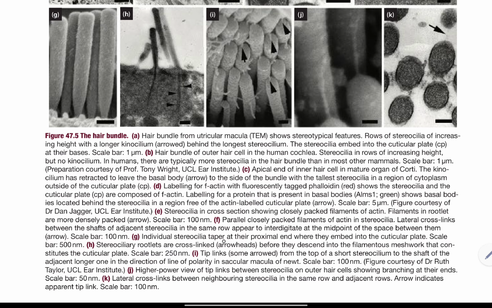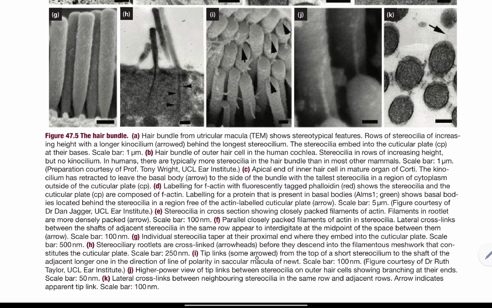G. Individual stereocilia taper at their proximal end where they embed into the cuticular plate. Scale bar 500 nanometer. H. Stereociliary rootlets are cross-linked, arrowheads, before they descend into the filamentous meshwork that constitutes the cuticular plate. Scale bar 250 nanometer.